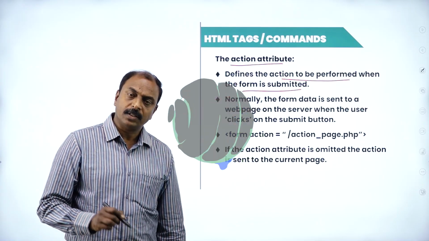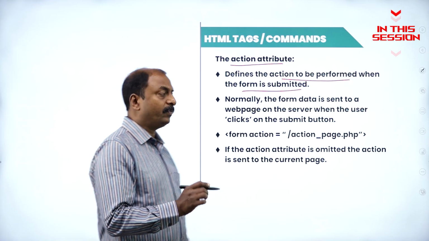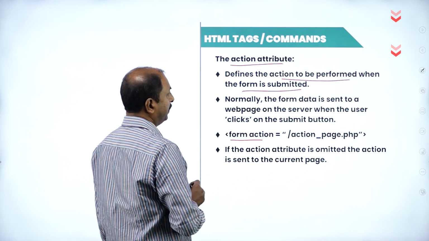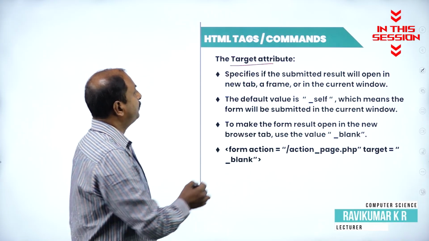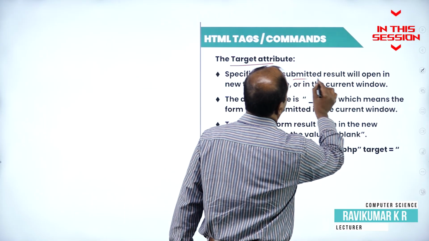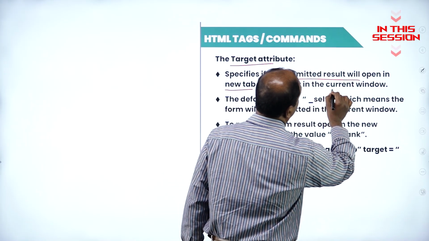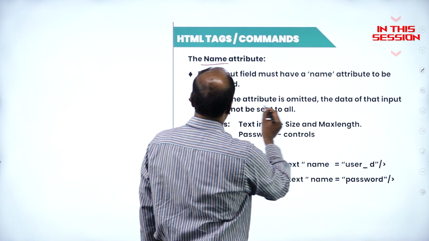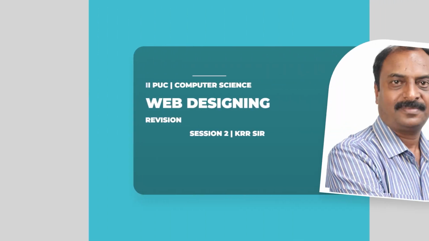As soon as you click on the submit button, what process is to take place, that we are defining in the form tag here. This is the target attribute. It specifies whether the submitted result will open in a new tab, a frame, or in the current window. Each input field must have a name attribute to be submitted. So this is the name attribute.